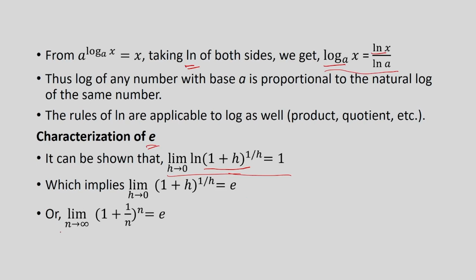Or limit of this, so instead of h, I am taking the reciprocal of that, suppose that is n. So, I am replacing h by 1 divided by n, and if h goes to 0, then n goes to infinity. So, this should be correct, that limit n goes to infinity of (1 plus 1 divided by n) to the power n will be equal to small e. So, this is another way to understand the small e.